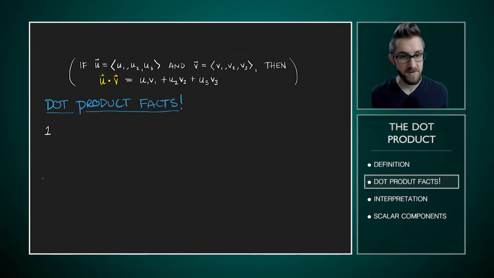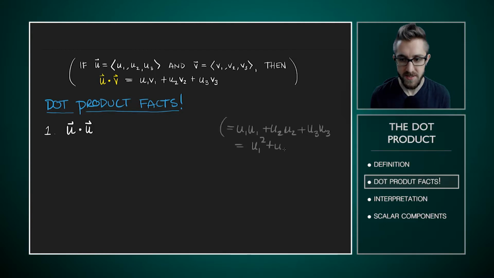So the first so-called dot product fact comes from looking at what happens when you take the dot product of a vector with itself. So if u is this same vector up here, u1, u2, u3, and we look at the dot product of u with itself, well, just from the formula for the dot product, that should be u1 times u1 plus u2 times u2 plus u3 times u3. Another way you could write that is u1 squared plus u2 squared plus u3 squared.